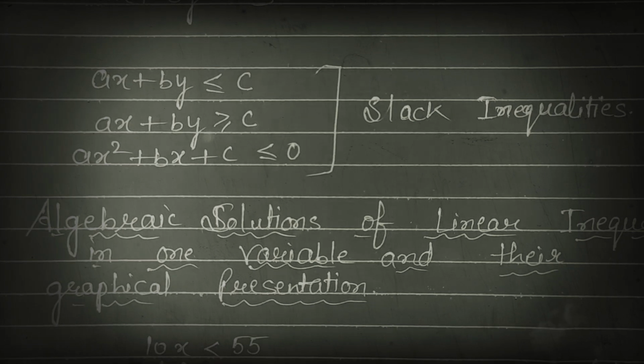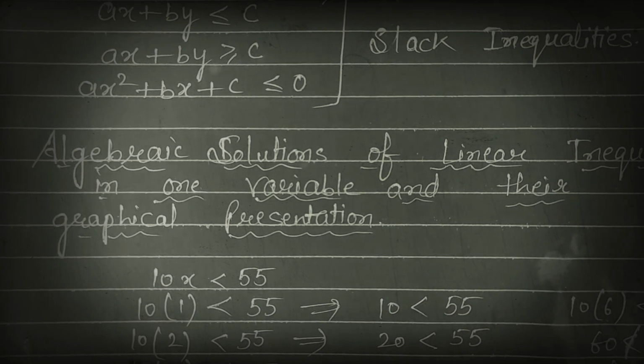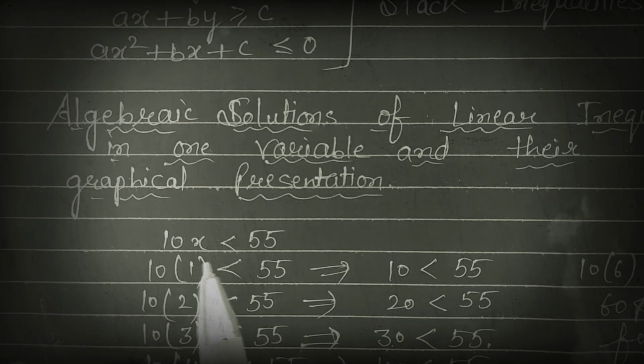Suppose you want to go to the market to buy chocolates. Suppose one chocolate costs 10 rupees and you have 55 rupees. Then how many chocolates can you purchase? You can purchase one, two, three, four, or five chocolates. You cannot purchase 6 chocolates because 6 chocolates cost 60 rupees and that is more than 55, because you have 55 rupees. We can make an algebraic expression using this.